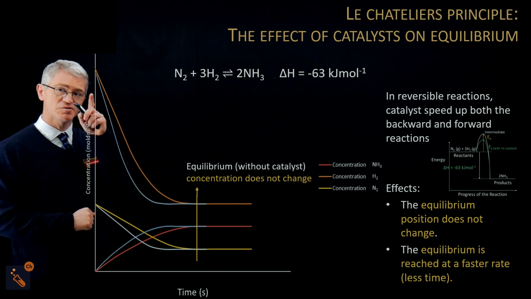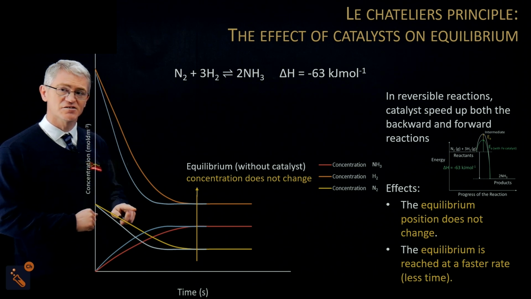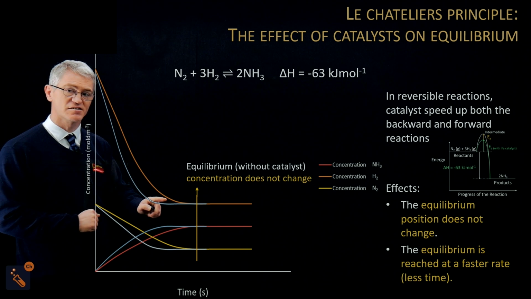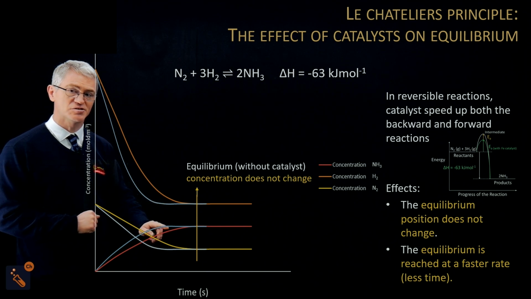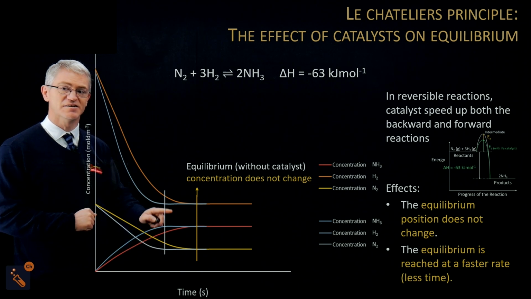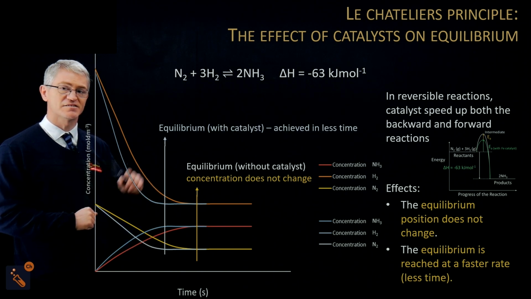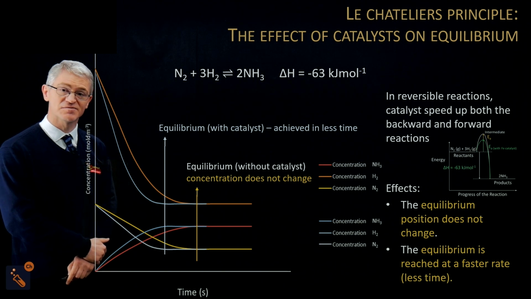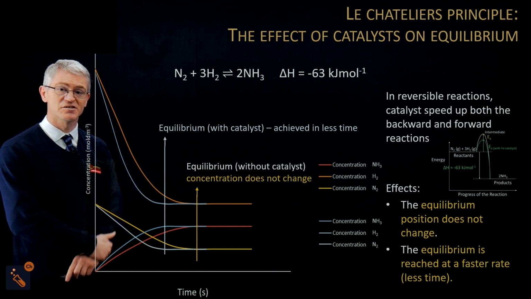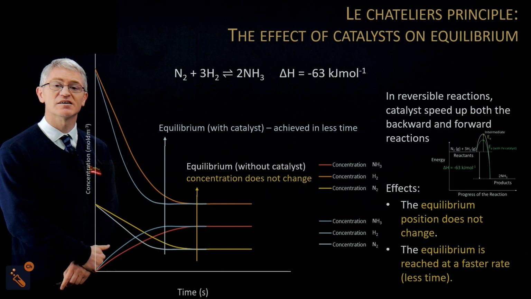Can you see that what we've done here is just the line has become more steep, and then it's got to this equilibrium in less time. And this has got to equilibrium in less time. So our equilibrium is in fact here. And that's with a catalyst and achieved in less time. And that is why you use a catalyst. Remember, the equilibrium position does not change, but the equilibrium is reached at a faster rate in less time.